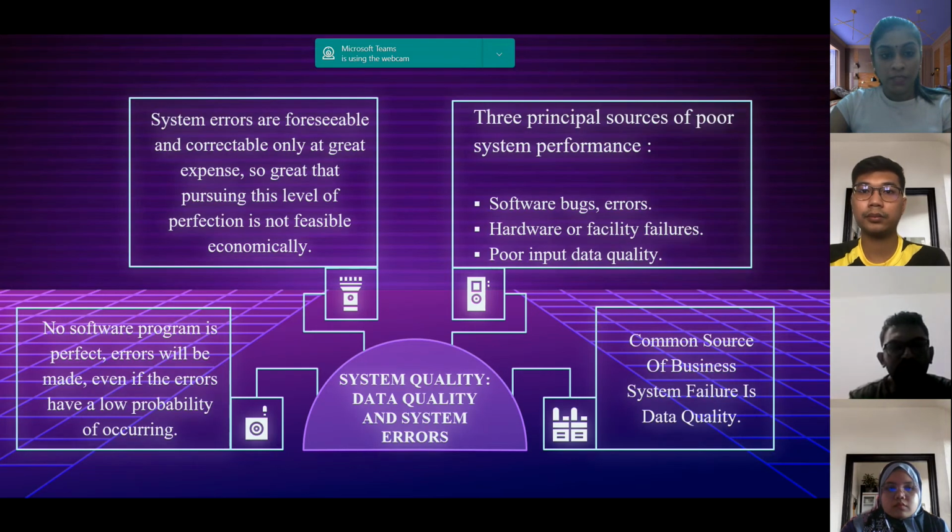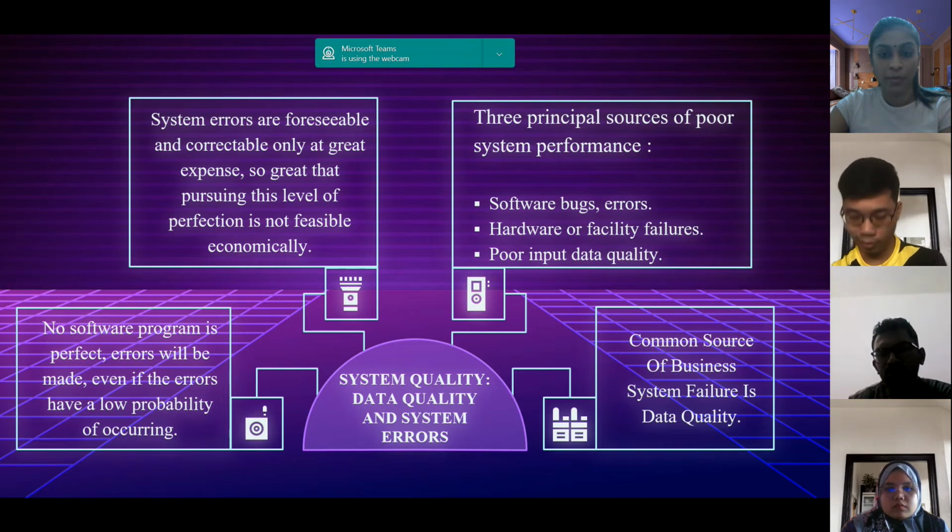Okay, next, data quality and system errors. No software program is perfect and errors will always be made, even if the errors have a low probability of occurring. System errors are foreseeable and correctable only at great expense, so great that pursuing this level of perfection is not feasible economically. For example, although software companies try to debug their products before releasing them to the marketplace, they knowingly ship buggy products because the time and cost of fixing all minor errors would prevent the product from ever being released.